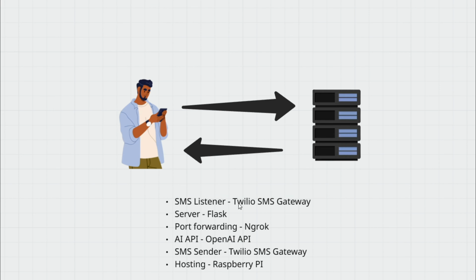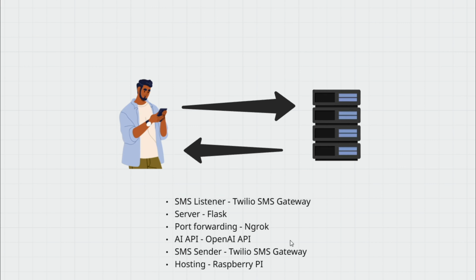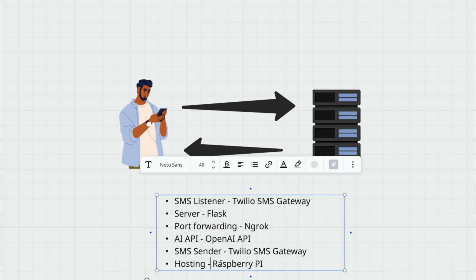Then we need some service to send the SMS back to the user with the response to the query. For that, I will be using Twilio SMS Gateway. And then we need to host our server somewhere. We can use online services like AWS, but I prefer to run it locally. So I will be using Raspberry Pi here.